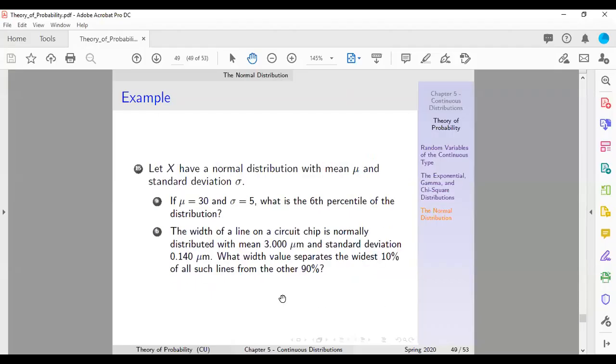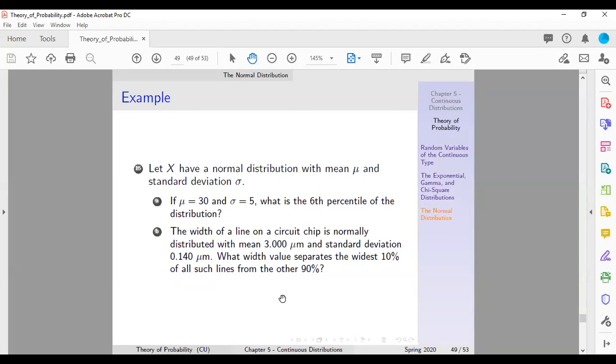Going back here. Let X have a normal distribution with mean mu and standard deviation sigma. If mu is 30 and sigma is 5, what is the 6th percentile of the distribution? So again, we have a mean of 30, we have a standard deviation of 5, and I want the 6th percentile.